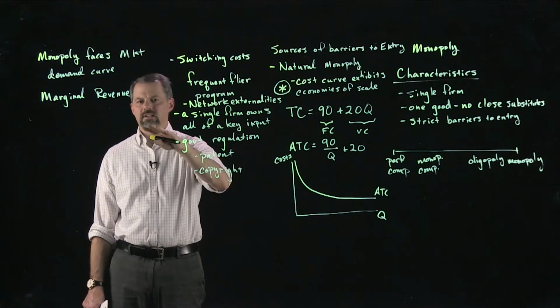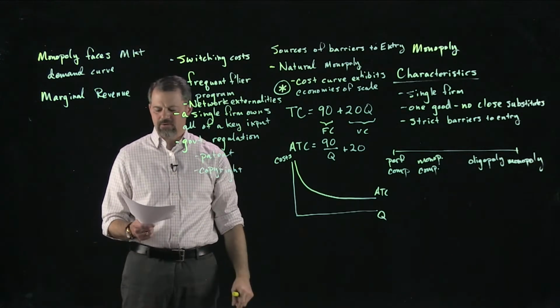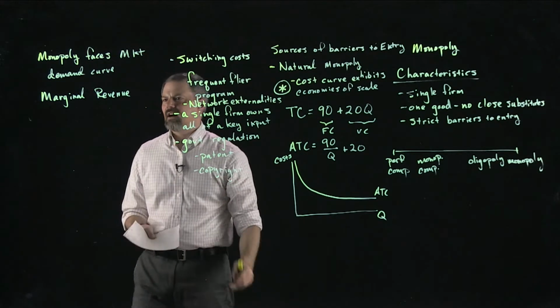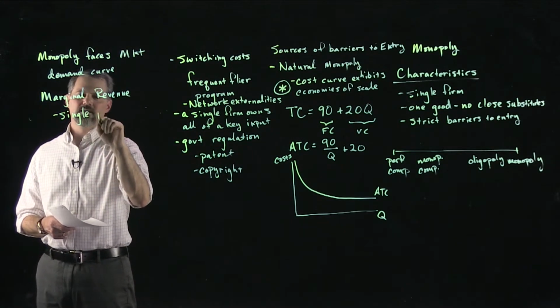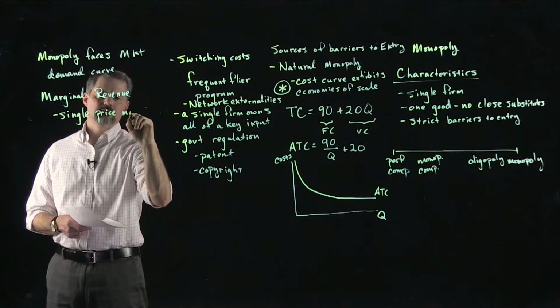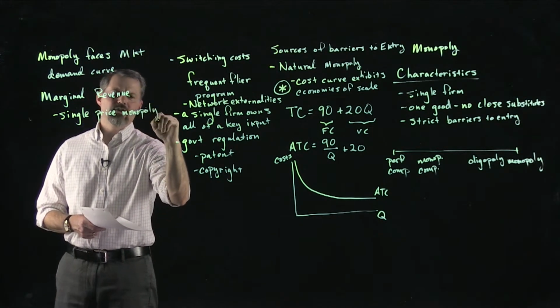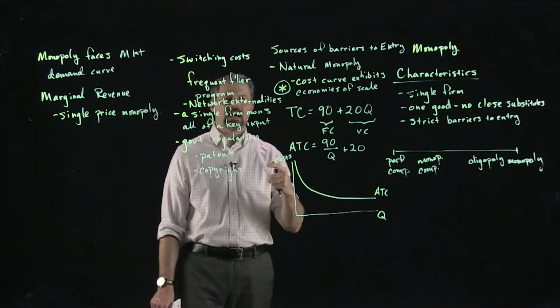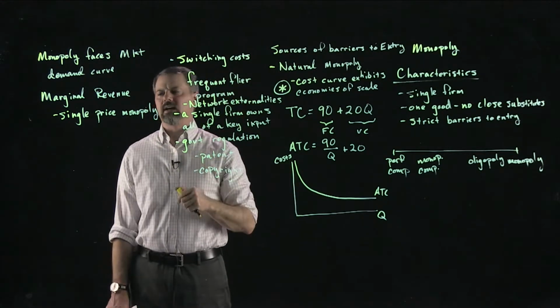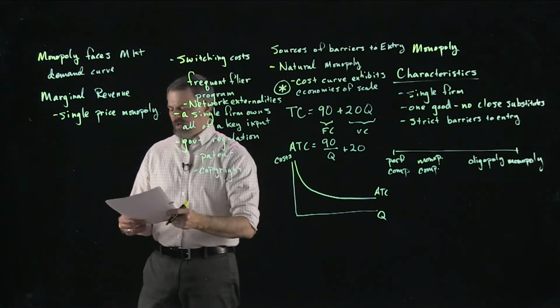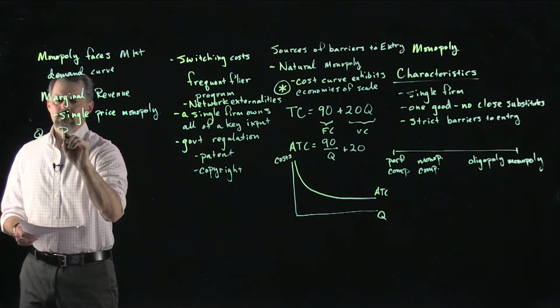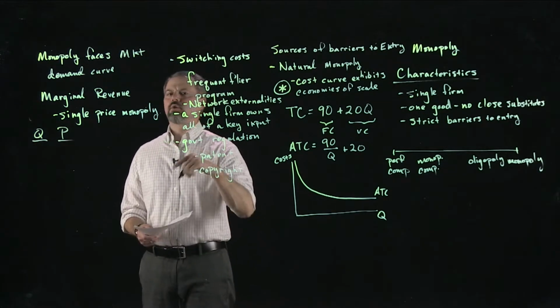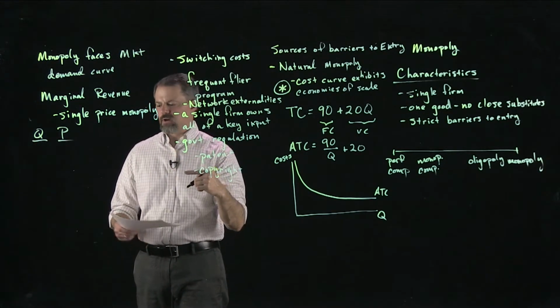We're going to review quickly all of that, and then we're going to add some other things. So first we're going to think about what we call a single price monopoly. So this is going to be a situation where you have a monopoly that charges only one price. Okay? The way we're going to do it is we're going to think about what total revenue looks like and then what marginal revenue looks like.